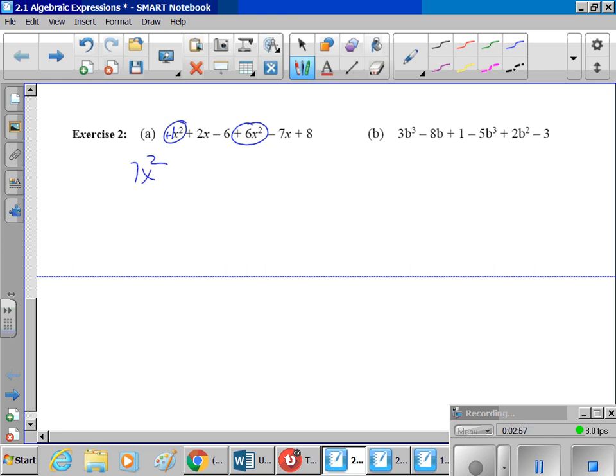Then I move to the x's. Notice how I'm doing this in descending order, because this is the way in mathematics we generally write things. So I start with the highest degree, or the highest exponent, which is the x squared. I move to the x's, so positive 2 and a minus 7 is a minus 5x. And then last I have negative 6 plus 8, which is a positive 2.